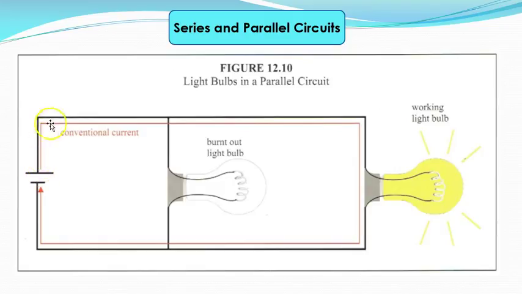The current begins and it's traveling and it goes to the first bulb, and it also goes to the second bulb. So even though the first bulb is burned out, it doesn't break the circuit to the second bulb, and that one is still working.